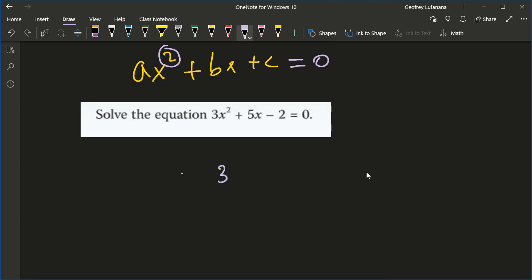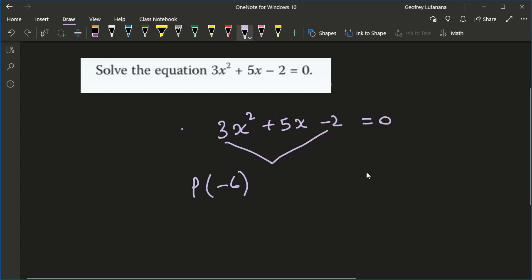So this means that if my equation is 3x squared plus 5x minus 2 equals 0, the product is the a and the c, that is the coefficient of x squared and the last number which has no x in it. So my product in this case would be -6, and my sum, which is the b or the middle number, would be +5.